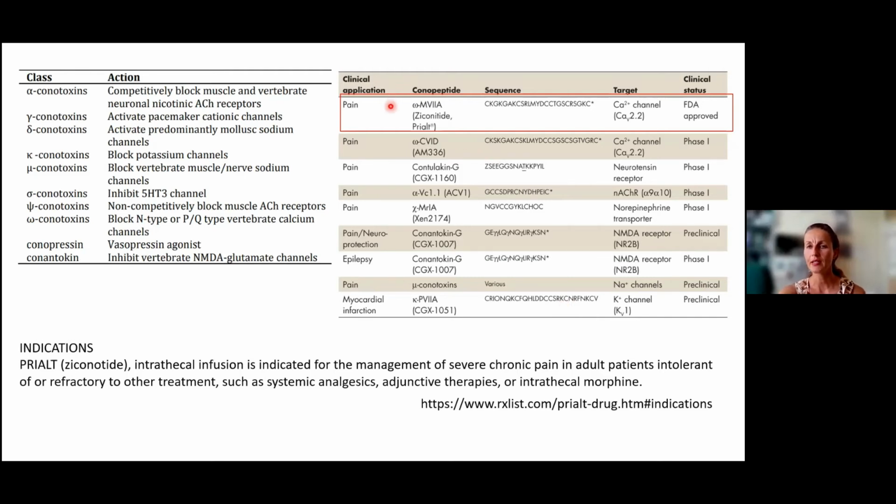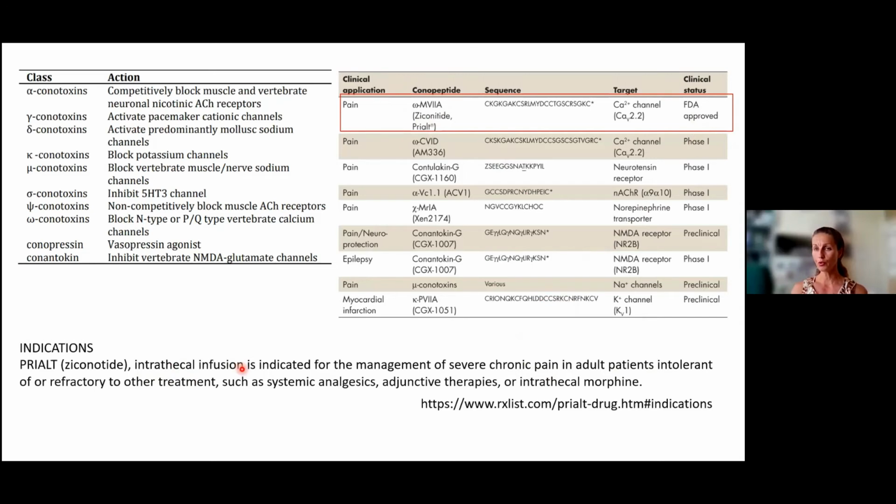One of them, the conopeptide ziconotide, or Prialt, has made it to the finish line and has got the FDA approval, and it is currently used for patients with severe chronic pain, patients that are intolerant or refractory to other treatment. It is used in the form of intrathecal infusion, since it does not penetrate the blood-brain barrier, so it has to be delivered via intrathecal pumps.